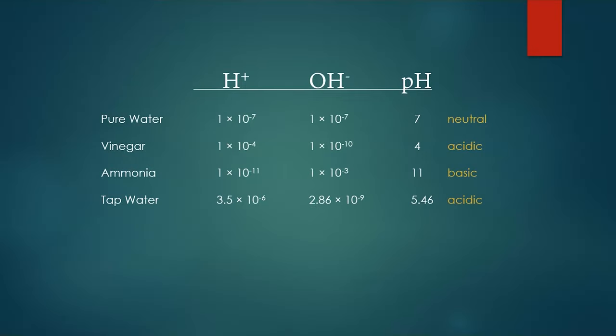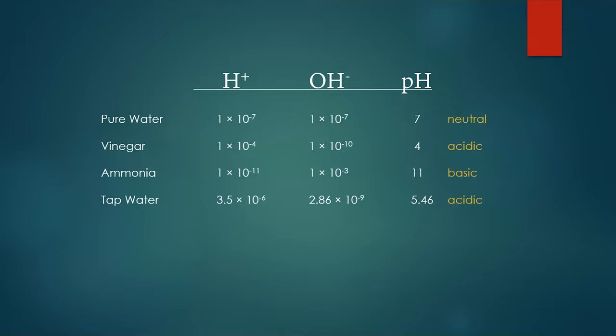So just to recap what we've covered here, in pure water, the H+ and the OH- are both 1 times 10 to the minus 7th, giving us a pH of 7, so it's neutral. For the vinegar, if we look at the H+, it's greater than 1 times 10 to the minus 7th, which tells us it's acidic, and the hydroxide concentration is less than 10 to the minus 7th, which tells us it's also acidic, and of course the pH of 4 tells us the same thing. For the ammonia, an H+ of less than 1 times 10 to the minus 7th tells us that it's a basic solution, and the hydroxide concentration of more than 1 times 10 to the minus 7th also tells us it's basic, as does the pH of 11.